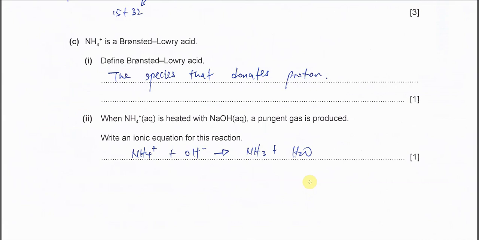Part C. Ammonium is a Brønsted acid. Define what this acid is. Very easy. As long as the species can donate a proton, we call this species a Brønsted acid. Proton donors are Brønsted acids. When ammonium is heated with sodium hydroxide, a pungent smell is produced. The pungent smell refers to ammonia. So ammonium with hydroxide forms ammonia and water.